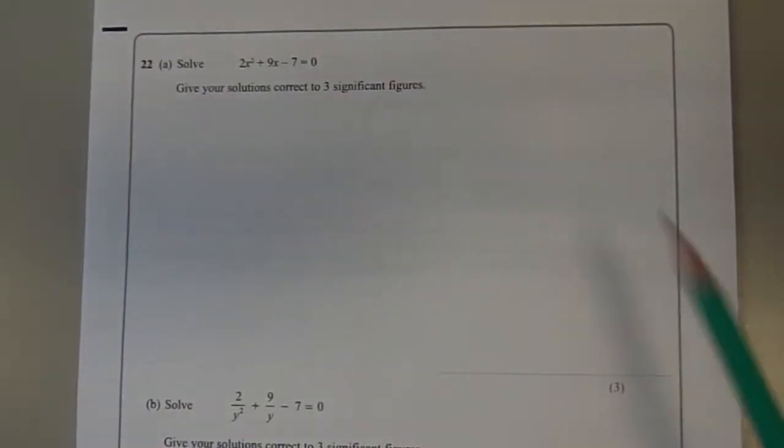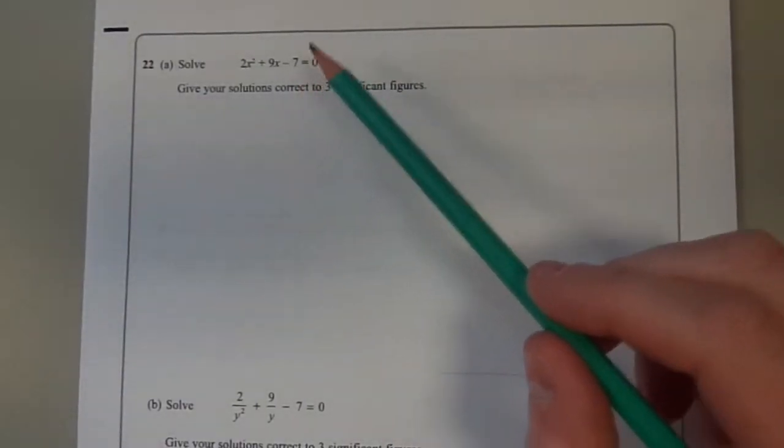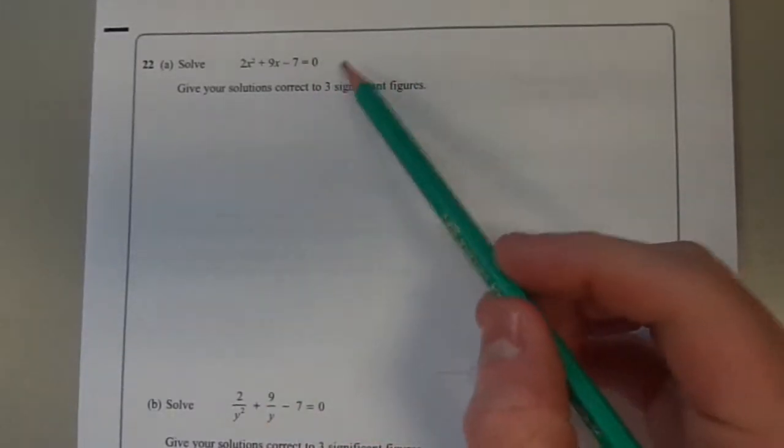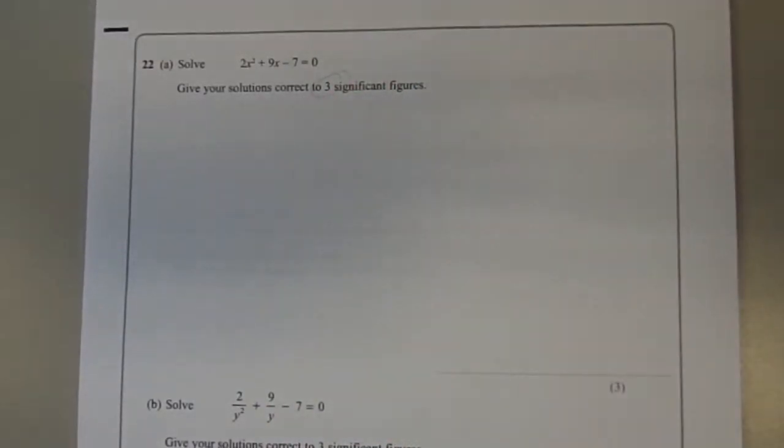Question number 22, we've got a quadratic equation which needs to be solved. We're asked to give our solutions to three significant figures. This is a big clue, and the fact that it says that means that it's unlikely to factorise nice and simply, therefore we're going to have to use the quadratic formula or completing the square.